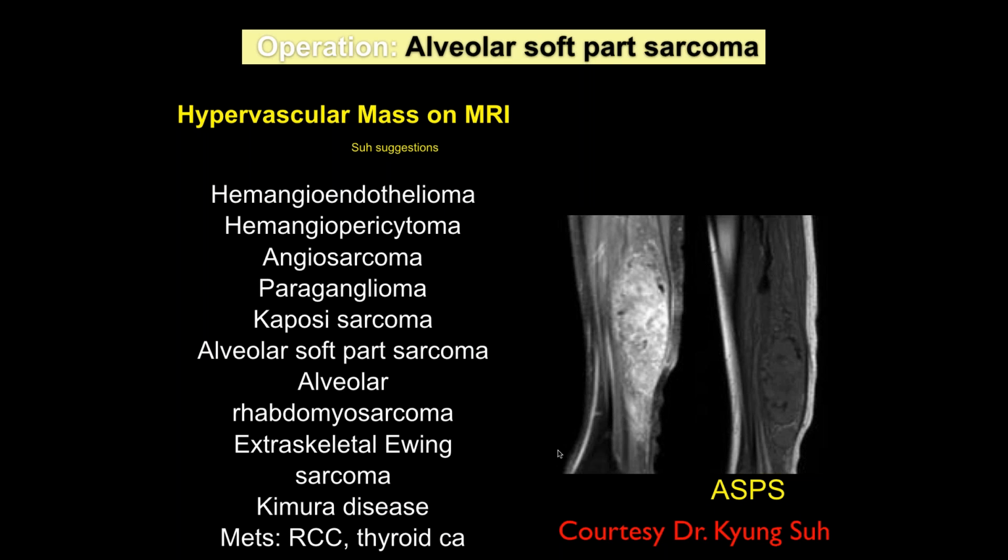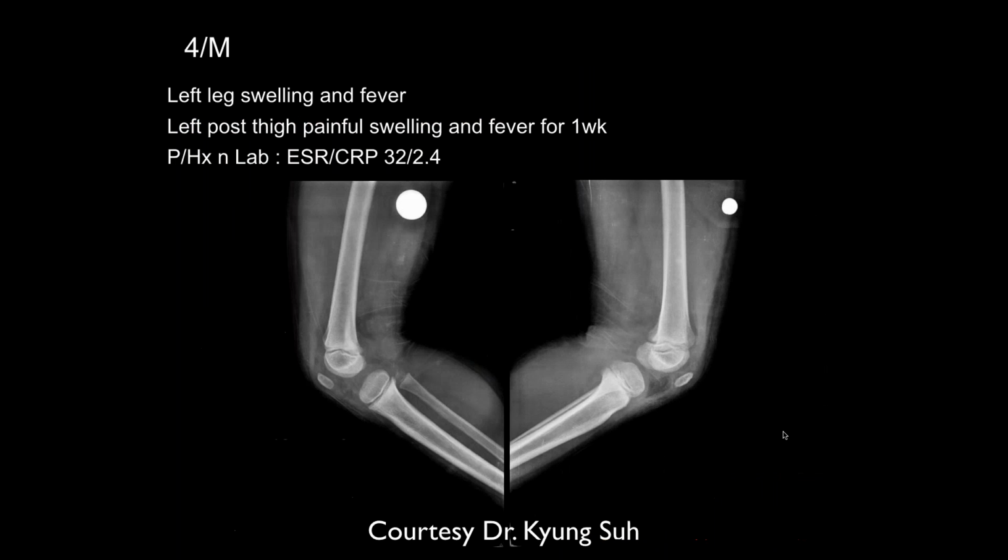So this was a malignant lesion, and they felt it was hypervascular. This was an alveolar soft part sarcoma, which is fairly common. But there's a pretty big differential diagnosis of highly vascular soft tissue lesions, and most of them are not good. And in this particular case, you can actually see the vessels going into the lesion, showing how hypervascular it is. Okay.